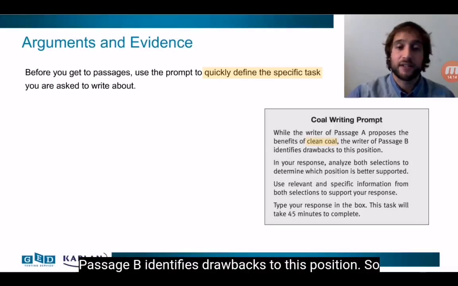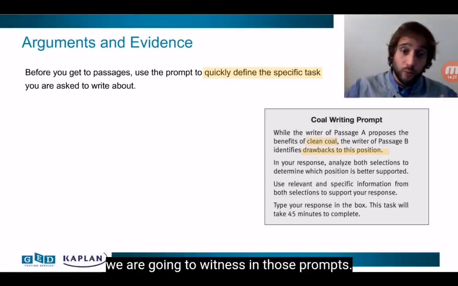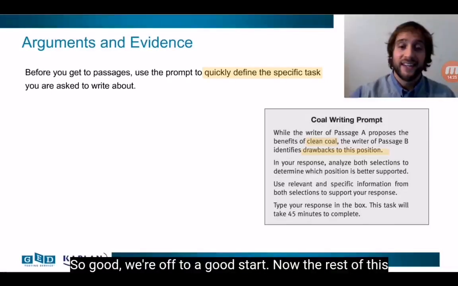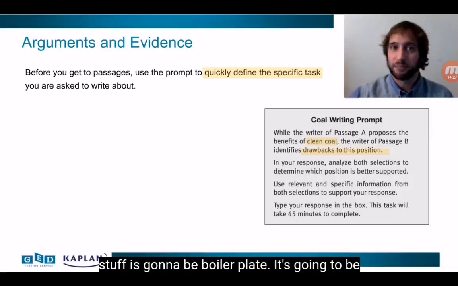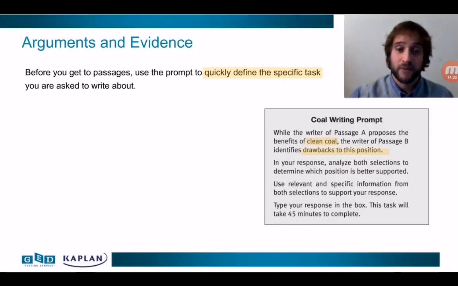Passage B identifies drawbacks to this position. So right away, we see the two stances, the two claims that we are going to witness in those prompts. So good, we're off to a good start. Now the rest of this stuff is going to be boilerplate. It's going to be standard material that we see all the time.